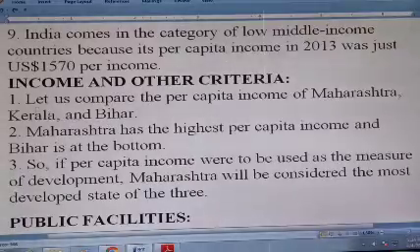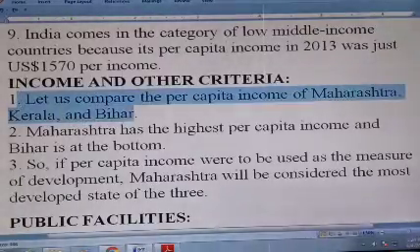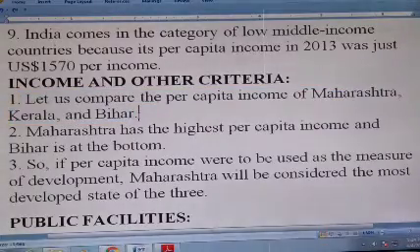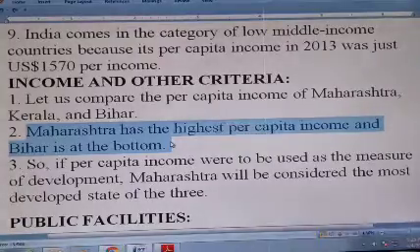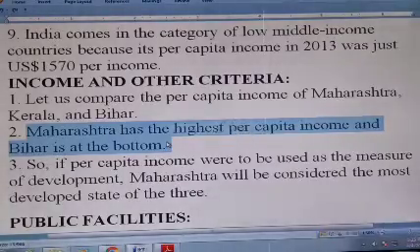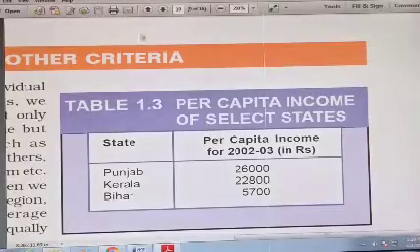Now, income and other criteria. Let us compare per capita income of Kerala and Maharashtra, Kerala and Bihar. Maharashtra has the highest per capita income and Bihar is at the bottom. We have read about Maharashtra, but here we will consider Punjab. What is there in 2002-3? Punjab was at the top in per capita income, that was 26,000, and Kerala was at the second place, that was 22,800, and Bihar's per capita income was only 5,700.